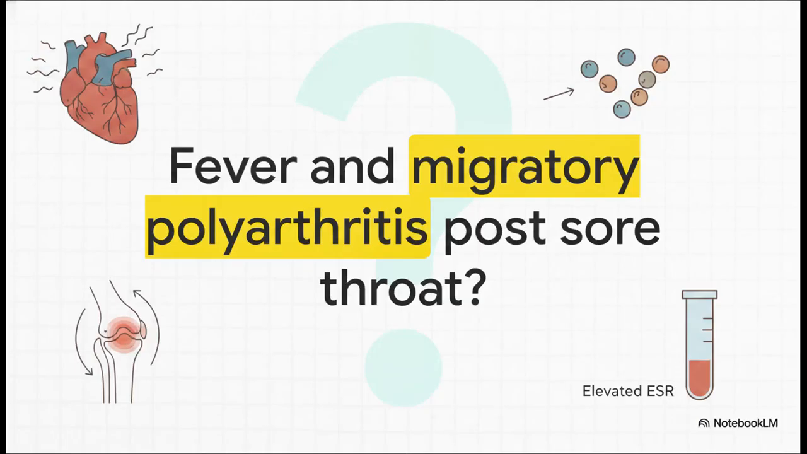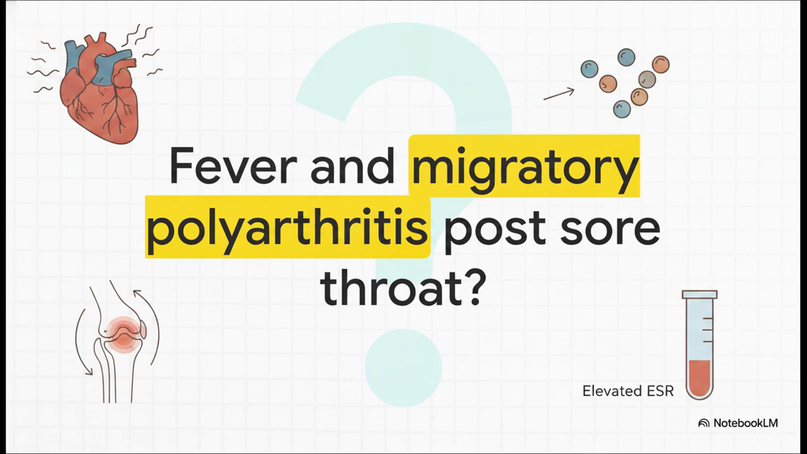Section 2, rheumatic fever prevention. Let's look at another scenario. A school-aged child comes in with a fever, migratory polyarthritis, and an elevated ESR. Oh, and this is happening a few weeks after an untreated sore throat. You probably know exactly what this is, right? It's acute rheumatic fever, triggered by a prior group A strep pharyngitis infection.